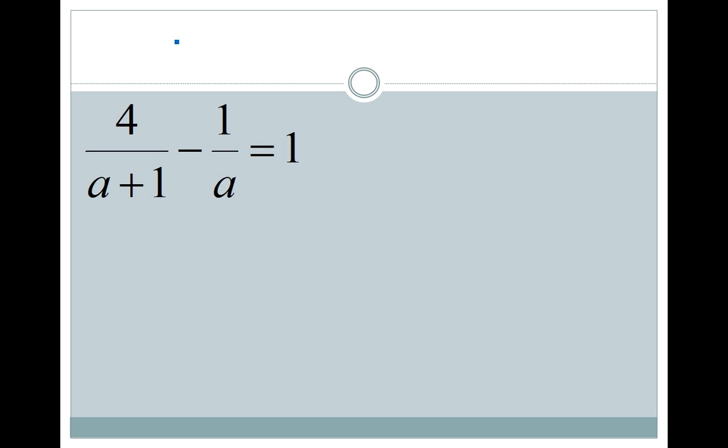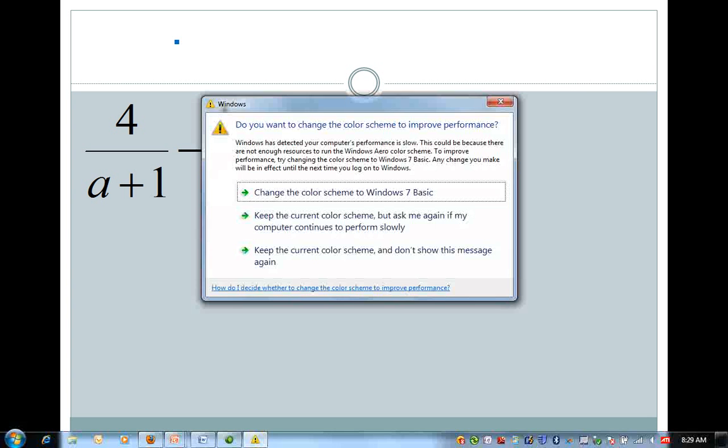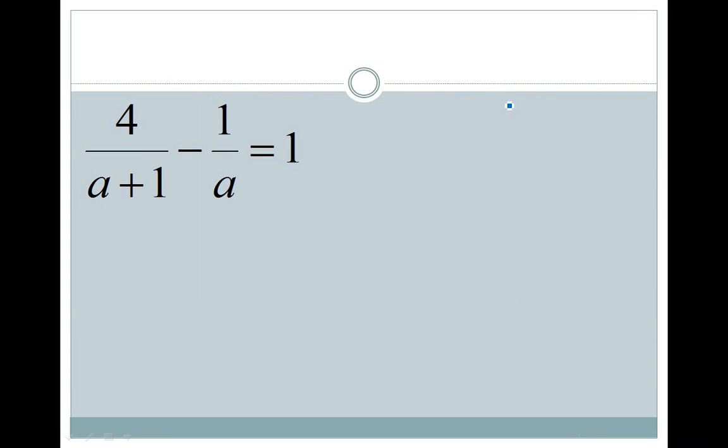Okay, this one has variables in the denominator. So that's going to change the way our LCD looks for sure, but not the process. Our least common denominator here is going to be a times a plus 1. Oh goodness, a times a plus 1. Having a little pen problem here.